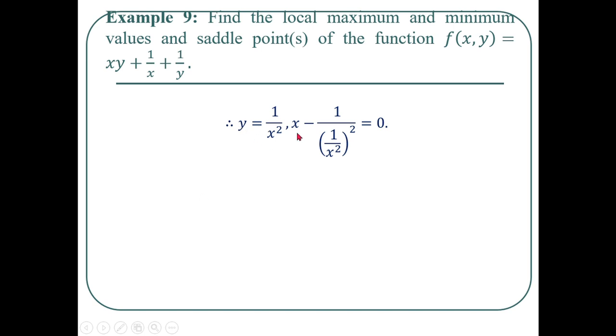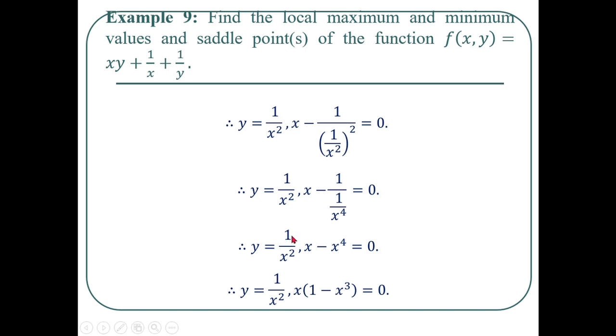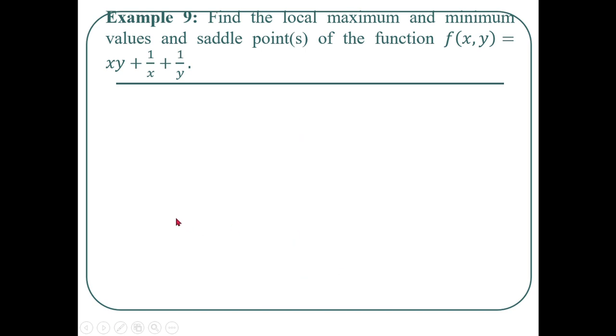As y is equal to 1/x square, this x minus 1/y square is equal to 0 can be written as x minus (1/x square) whole square is equal to 0. Indirectly it will be x minus 1/x raised to 4 is equal to 0. So it will be x minus x raised to 4 is equal to 0. By factorizing this, we will get y is equal to 1/x square, and either x is equal to 0 or 1 minus x cube is equal to 0. This 1 minus x cube is equal to 0 gives us x cube is equal to 1. That means either x is equal to 0 or x cube is equal to 1.